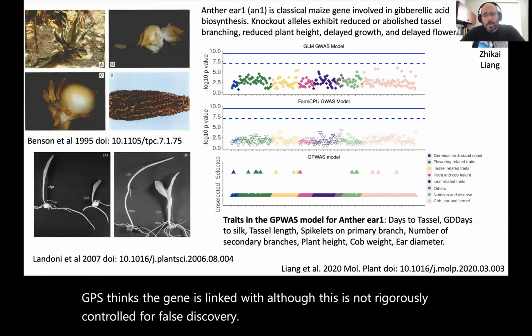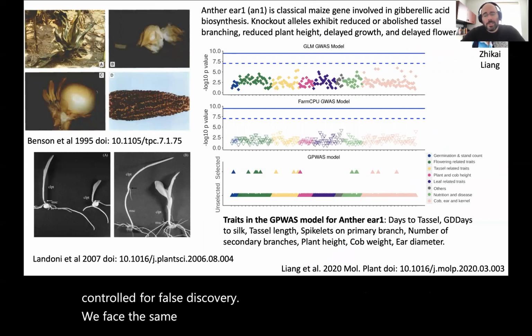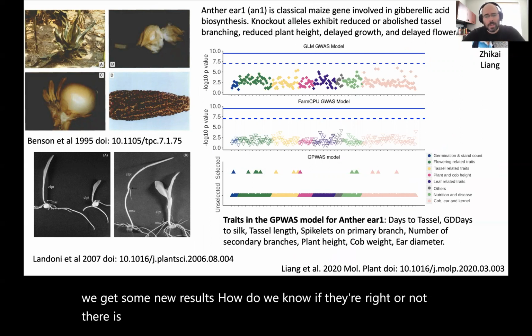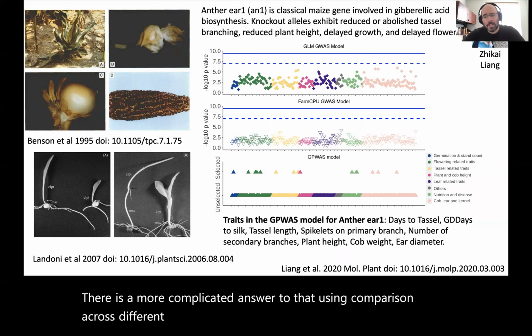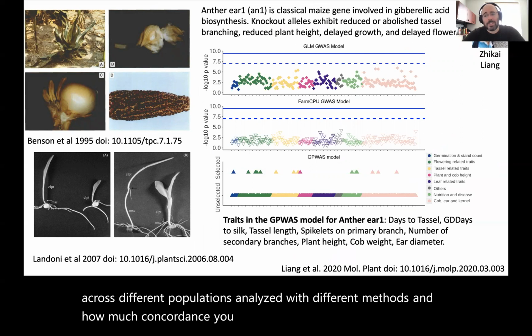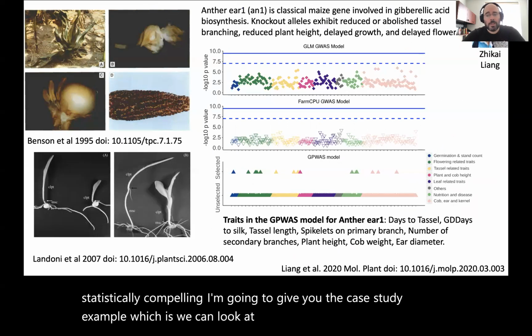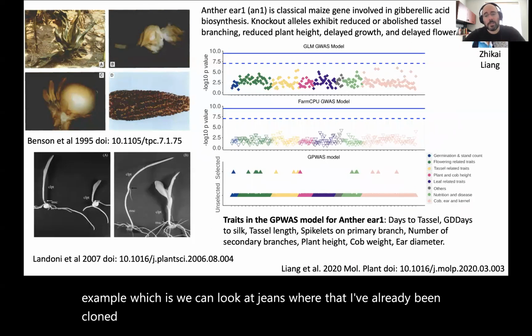We face the same challenge we did with sorghum data, which is if we get some new results, how do we know if they're right or not? There's a more complicated answer to that, using comparison across different populations, analyzed with different methods, and how much concordance you get, which is probably the more statistically compelling. I'm going to give you the case study example, which is we can look at genes that have already been cloned and where there's already a known loss of function mutant.